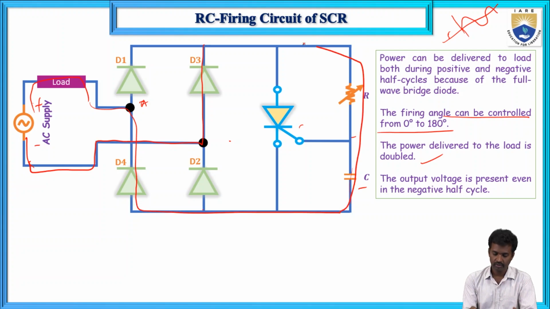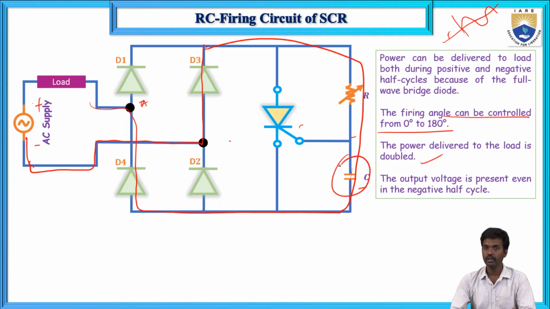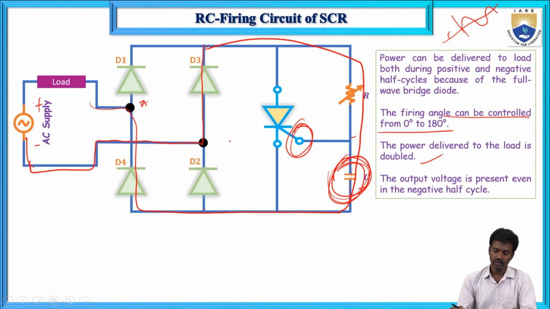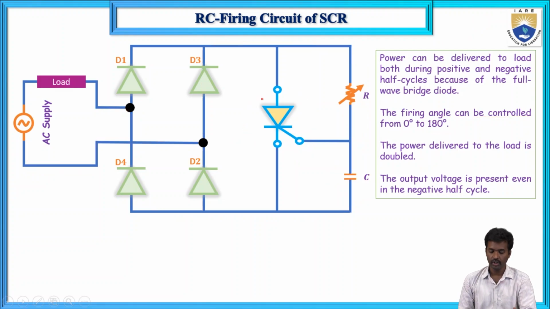And during the negative half cycle, in this case also, the capacitor charges, and when its value equals the gate triggering voltage, the gate is turned on and then the SCR will be in the turned on position.